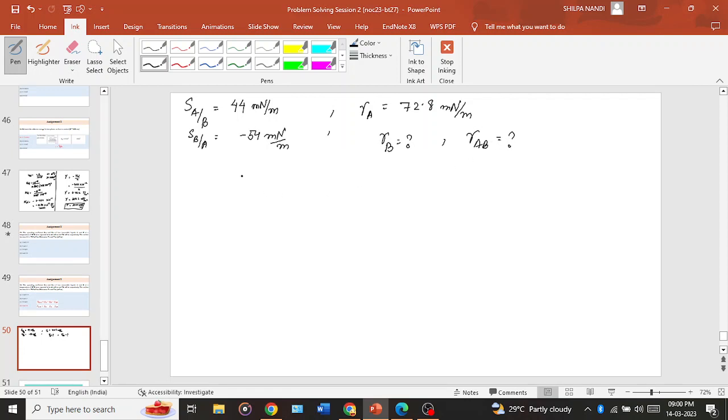So let's try to put the values in the equation. Let's see. S B by A here is given by gamma A minus gamma B, and this would be minus, so minus gamma A minus gamma B minus gamma AB.